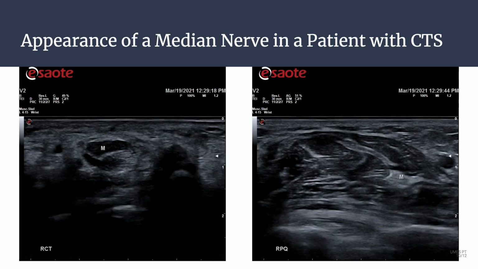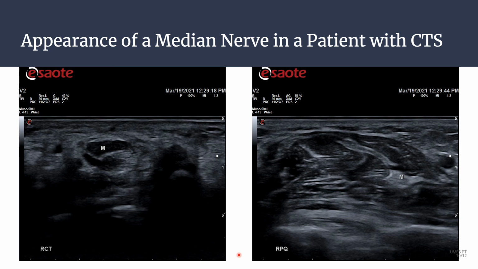Now we're going to look at the appearance of the median nerve in a patient with carpal tunnel syndrome. This is from one of our subjects, and you can see here's the median nerve at the carpal tunnel, and here it is at the pronator quadratus. So just thinking back to all of the pictures that you've seen so far, you can already see that the cross-sectional area is greater in both the carpal tunnel and the pronator quadratus. And you can see that it's almost half the size going from the carpal tunnel to the pronator quadratus. So there's a huge difference in that cross-sectional area.